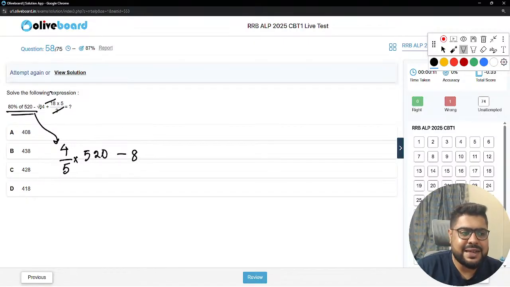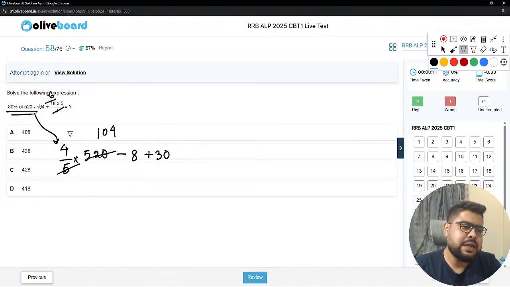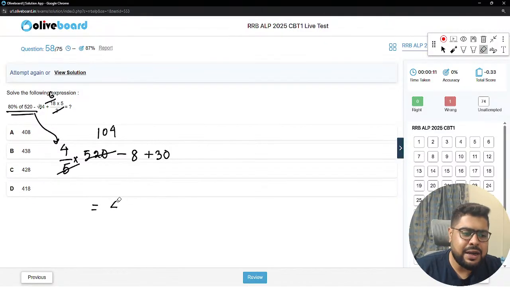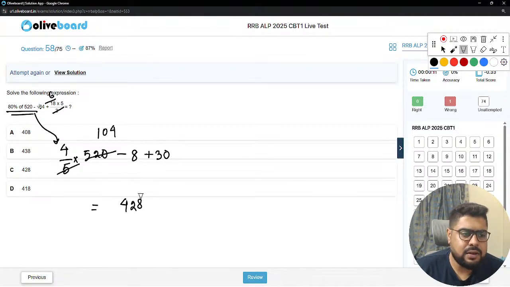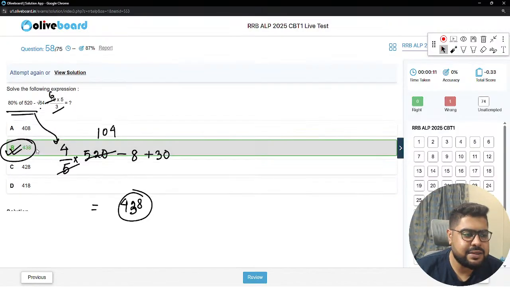So now this is 6 times, so 5 6s are 30. This is 52 double, which is 104. 104 into 4 is 416. 416 plus 30 will be 446, minus 8, which is 438, sorry. Option B will be the answer.